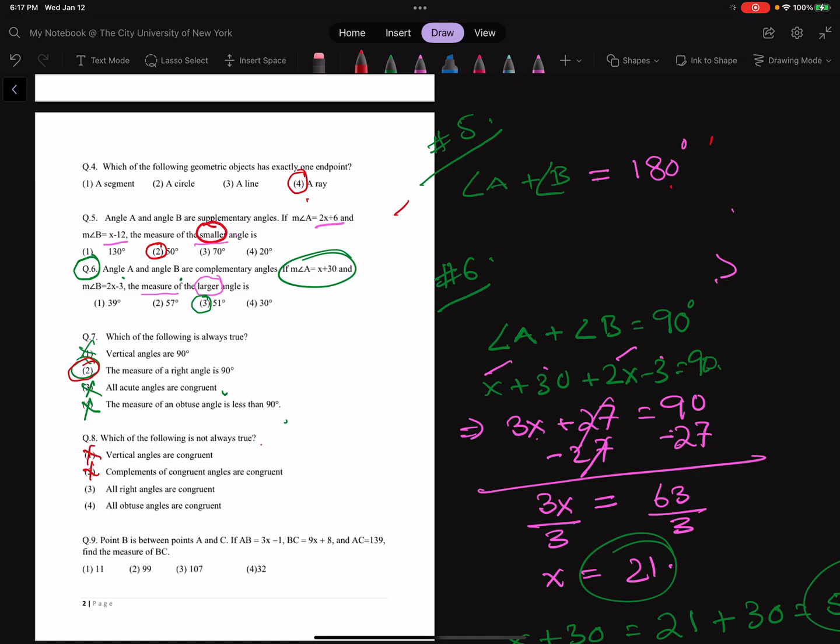Okay, so that is also always true, because if it is a right angle, it has to be 90 degrees. So we are left with only 4. And if you think the reason why we said all acute angles are congruent is false, here all obtuse angles are congruent, that's also false. That means that's not true.